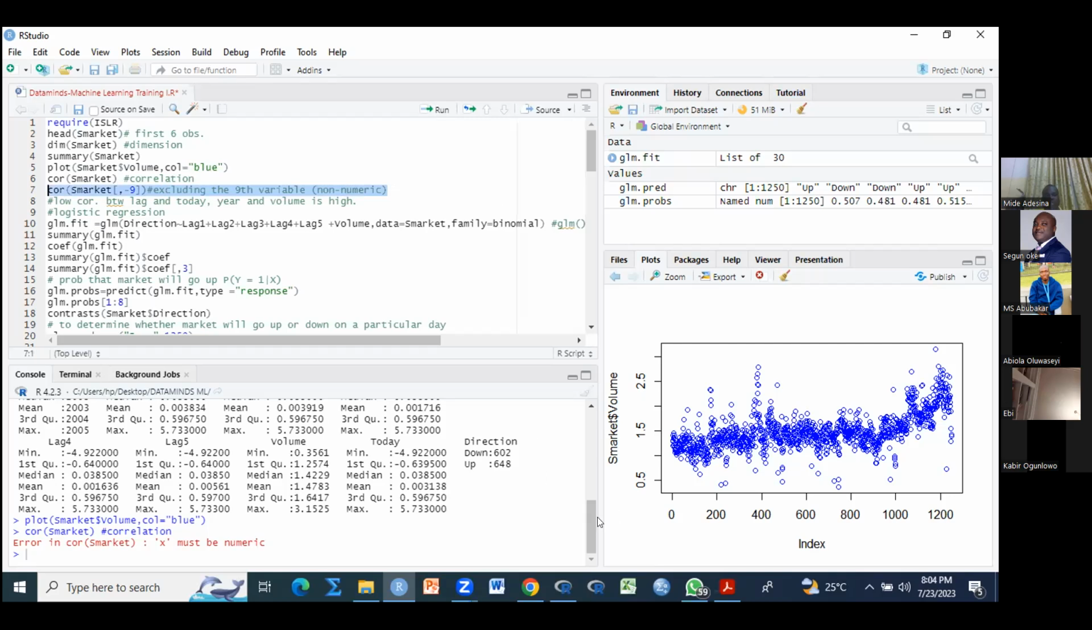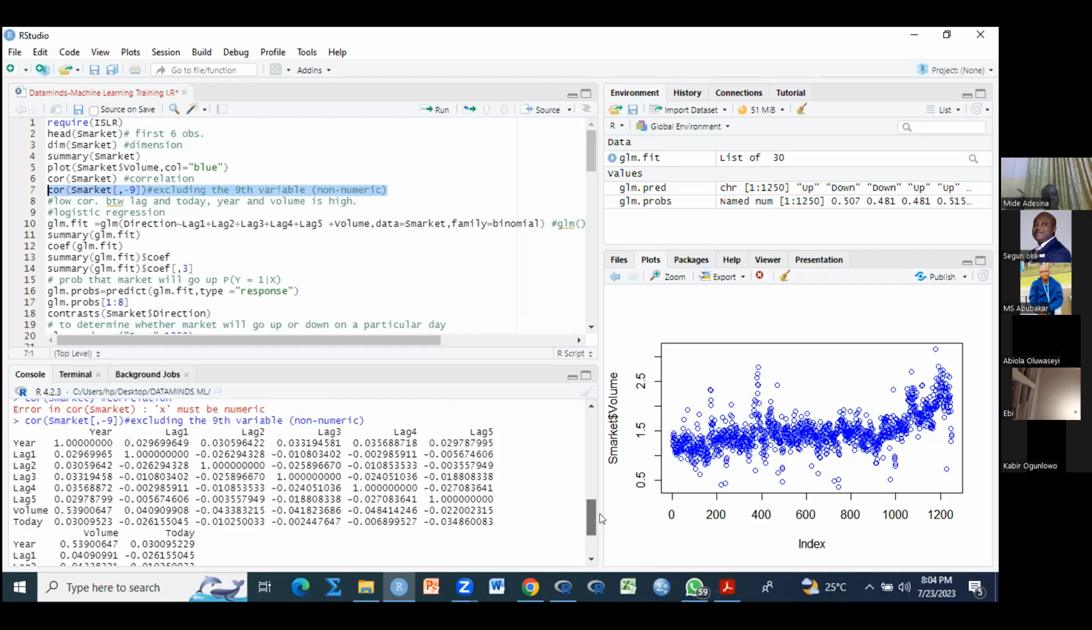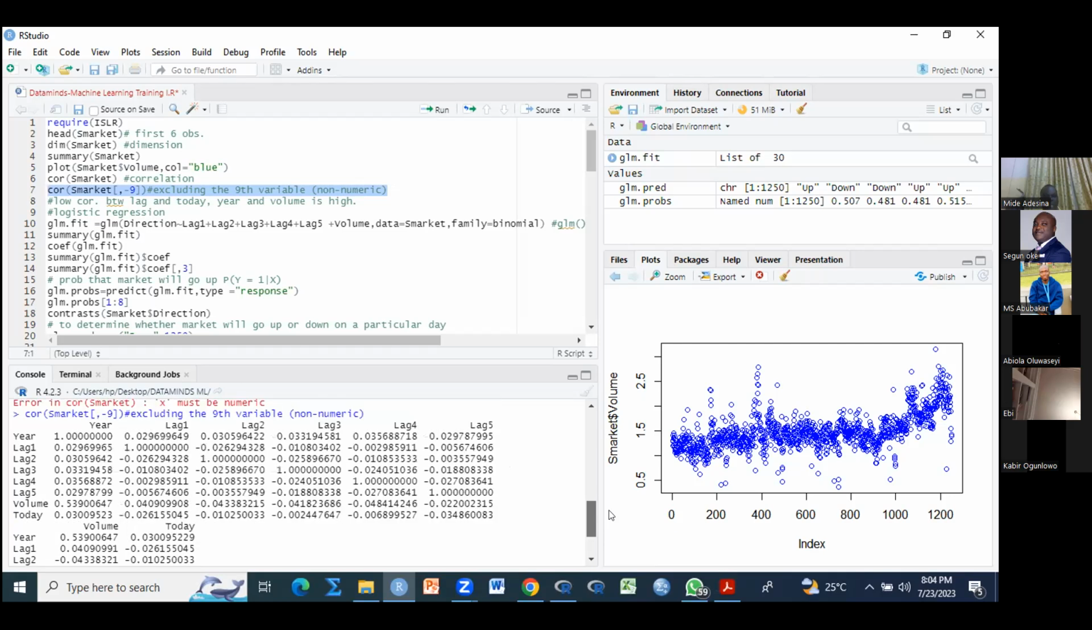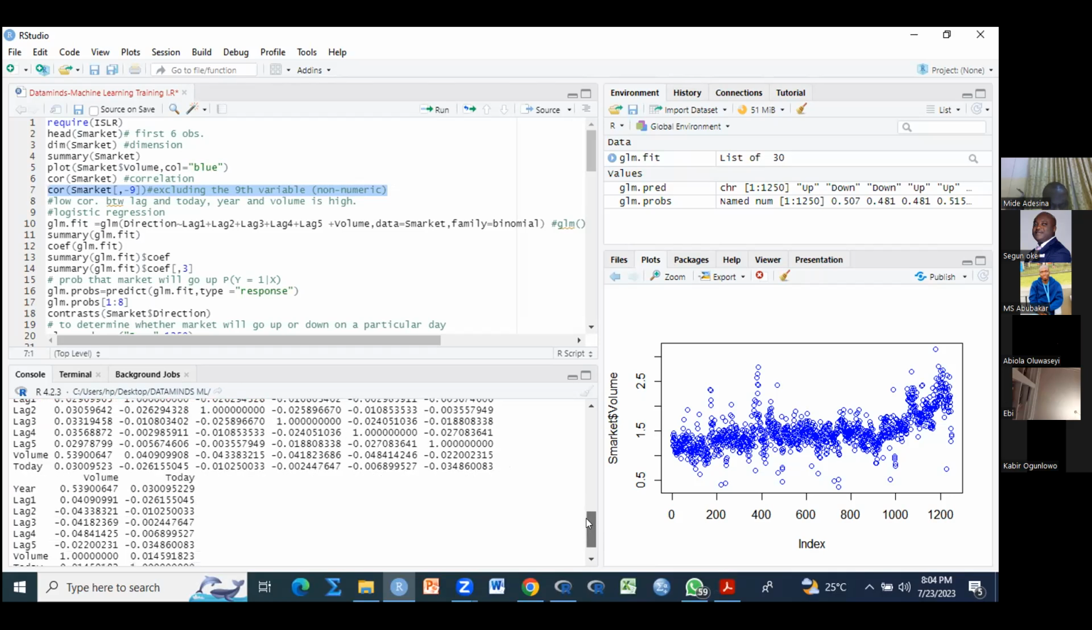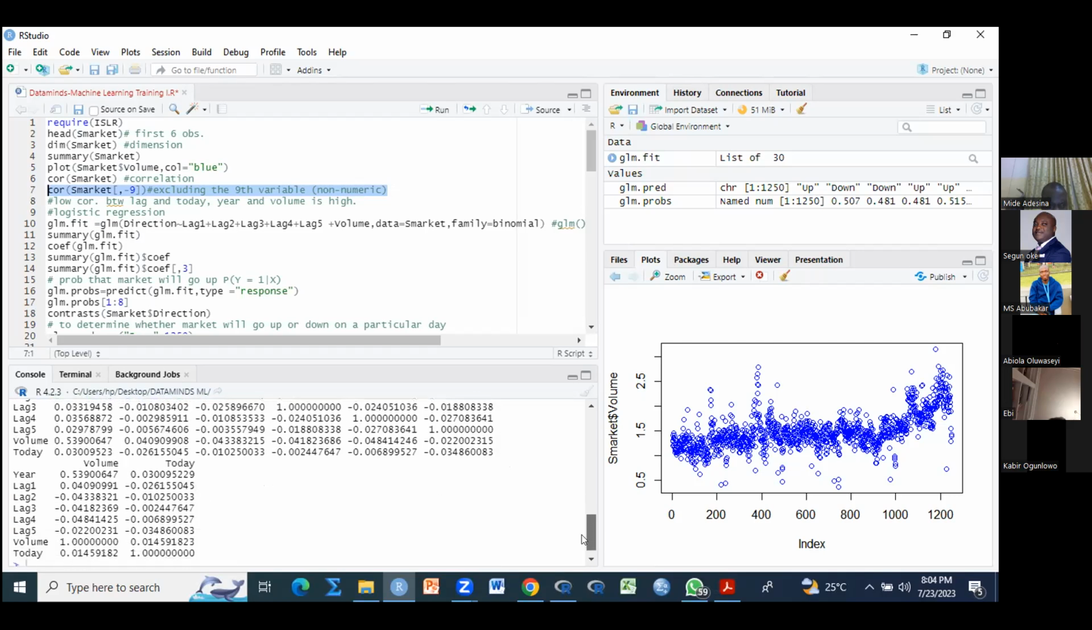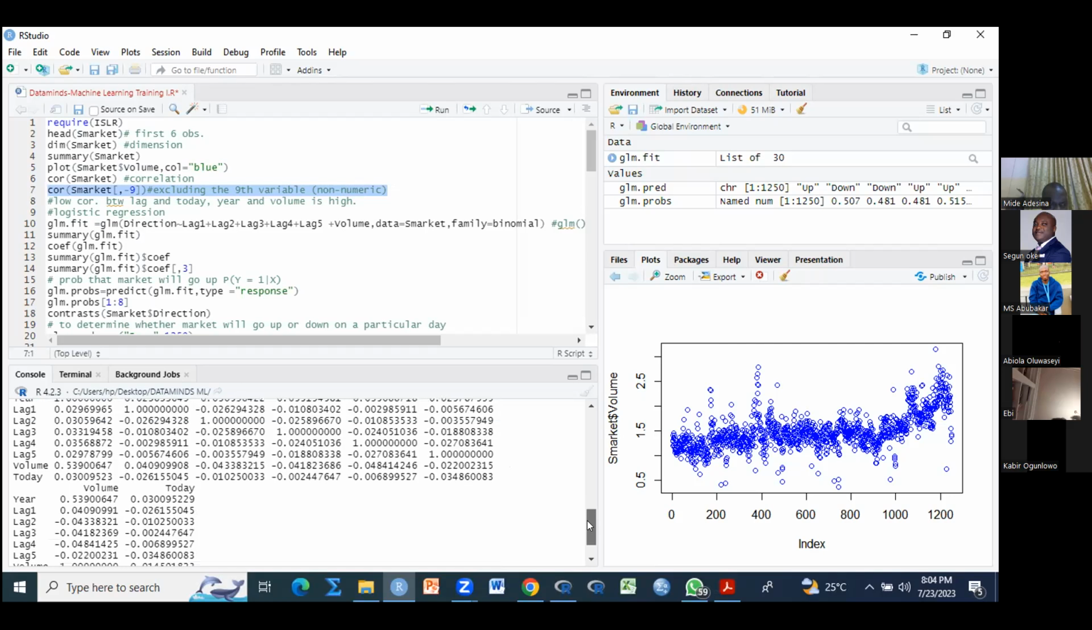You can see the 8x8 matrix now. I think, yes. So now we will look at it critically. You will see that they all have low relationship, low correlation coefficient, except for year and volume.